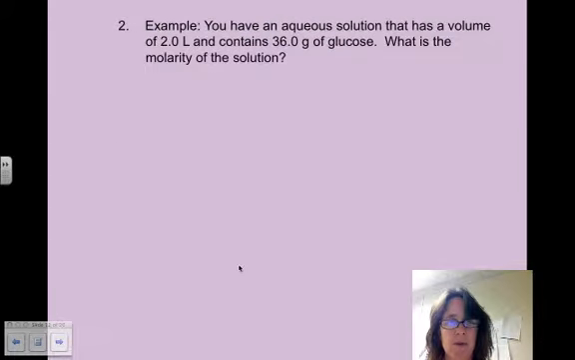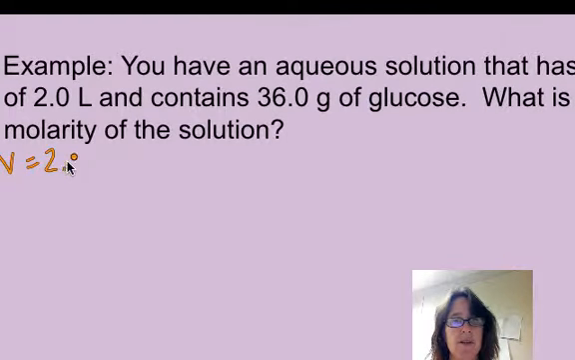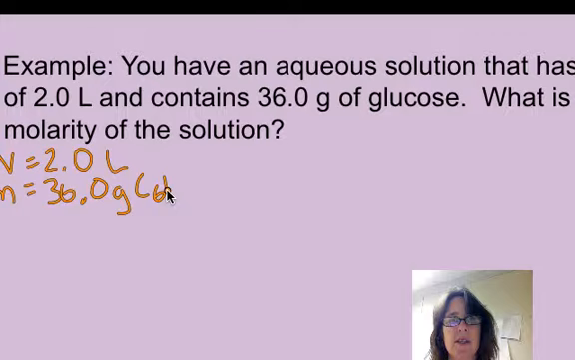Here's another example of a molarity calculation. We have an aqueous solution that has a volume of 2 liters and contains 36 grams of glucose. What is the molarity of the solution? So we have a volume of 2 liters, and we have a mass of 36 grams. Hopefully you remember that glucose is C6H12O6. And the question is, what is the molarity?